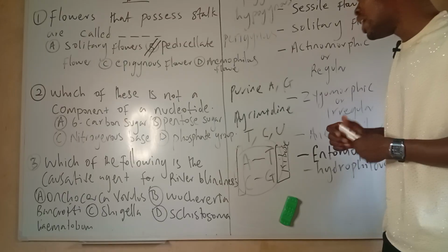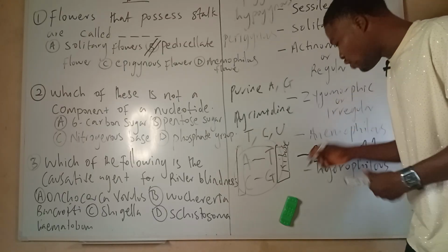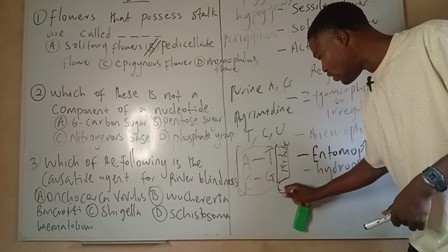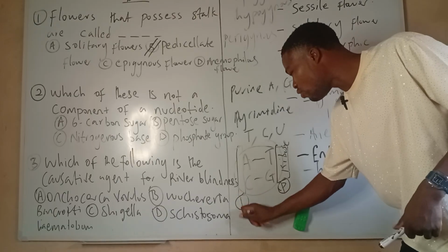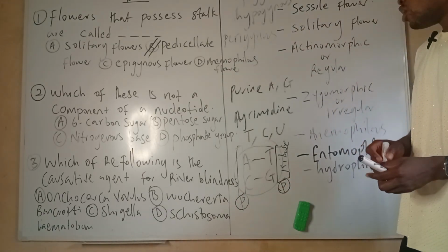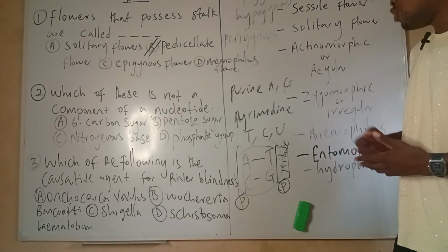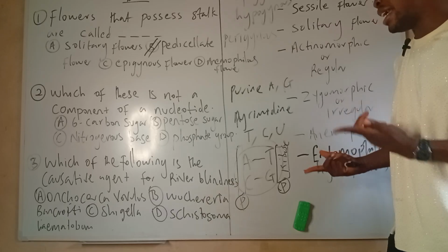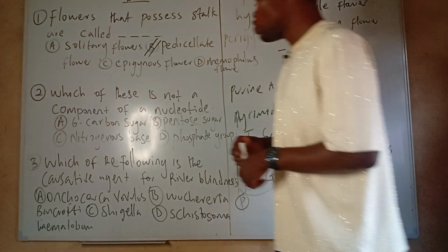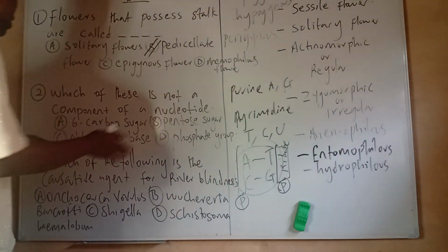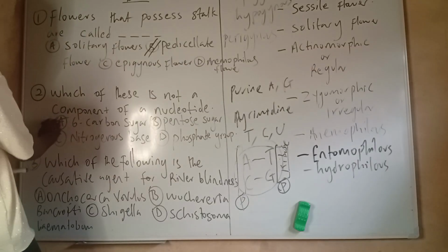Ribose is the pentose sugar, and we have a phosphate group joining each nucleotide to the successive nucleotide. A nucleotide without a phosphate group is said to be a nucleoside. So the answer to this question, what is not a component of a nucleotide, is a 6 carbon sugar.